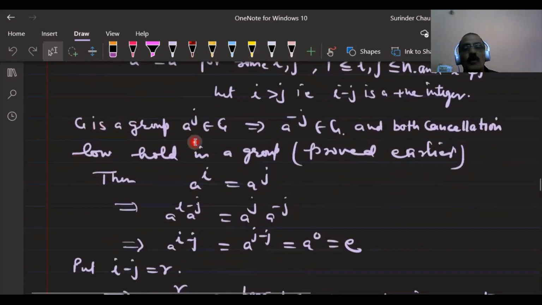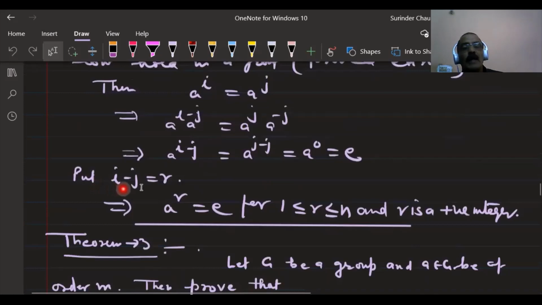Now G is a group. A belongs to G, so A^J also belongs to G, by the closure property. If A belongs to G, then A^(minus J) belongs to G, because G is a group. Now applying the cancellation law to this equality, A^I equals A^J, we multiply by A^(minus J) and get A^I times A^(minus J) equals A^J times A^(minus J), that is A^(I minus J) equals A^(J minus J) equals E. So let us put I minus J equal to R, which implies A^R equals E, with R positive.